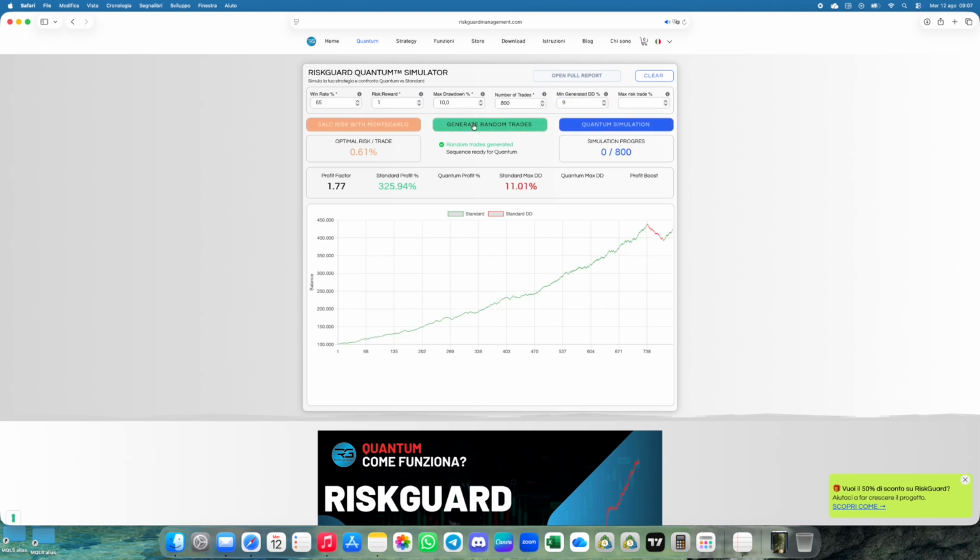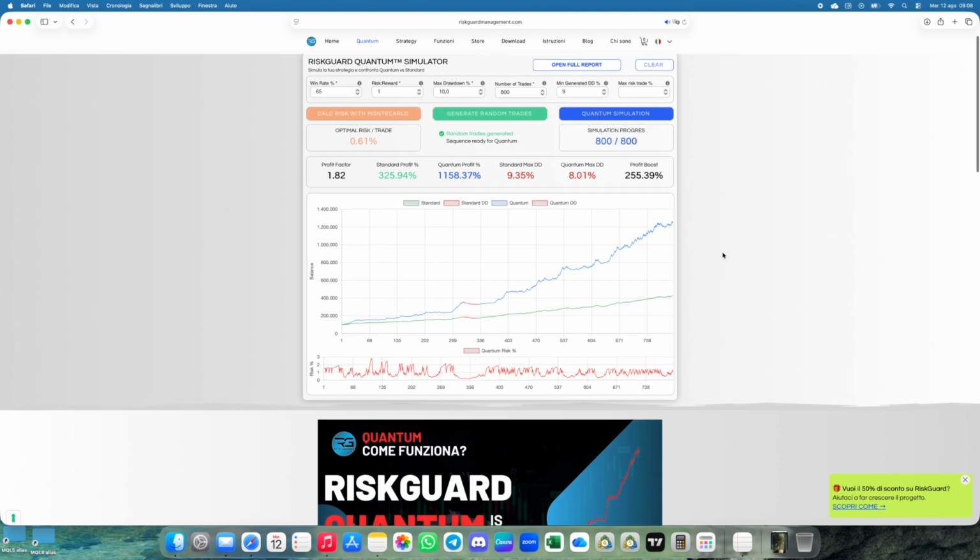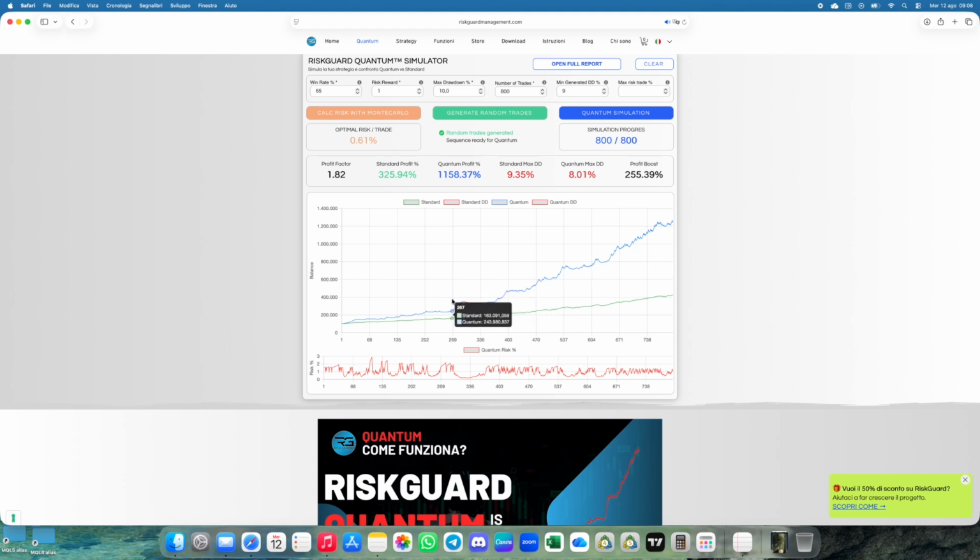When you generate the trade sequence, the simulator will search for a scenario where the equity reaches at least the drawdown level you specified. This allows you to observe how quantum behaves even during a particularly difficult phase for the strategy, when the equity is approaching the maximum drawdown you have chosen. And it is precisely in these situations that quantum's logic becomes easier to understand.